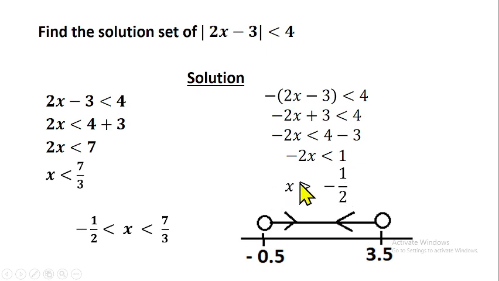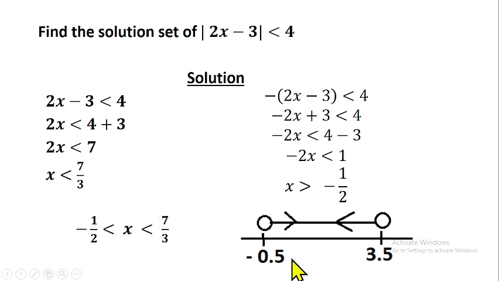Then you can combine these two inequalities into a single inequality. So this is positive, this is negative. So negative will go to this side, positive will come to this side. So for the positive, I have x is less than 7 over 2. Then for the negative, I have x is greater than minus 1 over 2. That means minus 1 over 2 will be less than x.